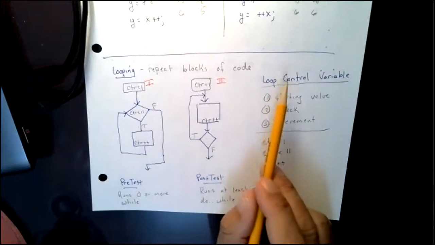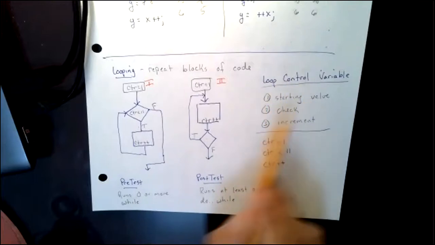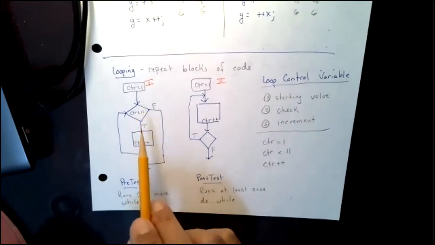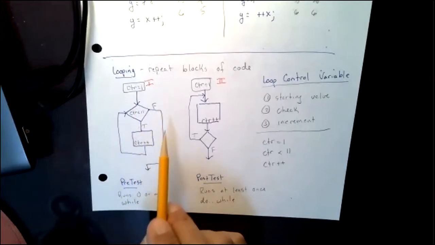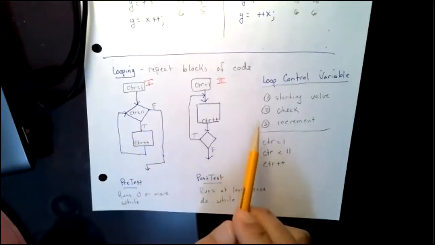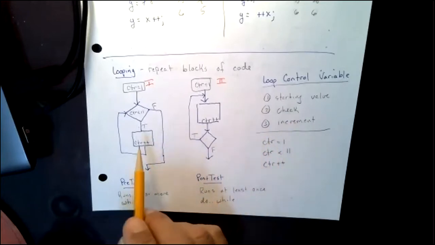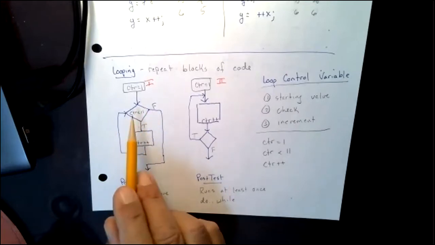Okay, so my loop control variable has a starting value. It has a check that's going to either help me repeat blocks of code or get out. And then finally, I have some way of incrementing or updating, as we'll see later. Here, I'm just incrementing by 1. So what I came up with is a loop that runs 10 times.